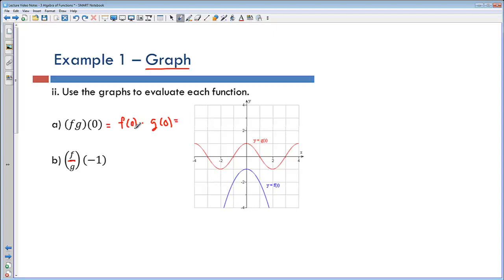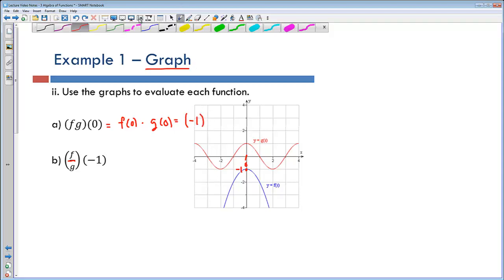So for f of 0, the input value is 0. So here's 0 right here. We're going to look there. And we're not going to look at the red graph. We're going to look at the blue graph because it's f. So here's the output value there, which is negative 1. So f of 0 is negative 1. So I'll put in parentheses negative 1.